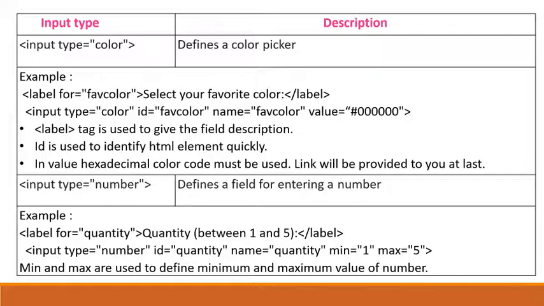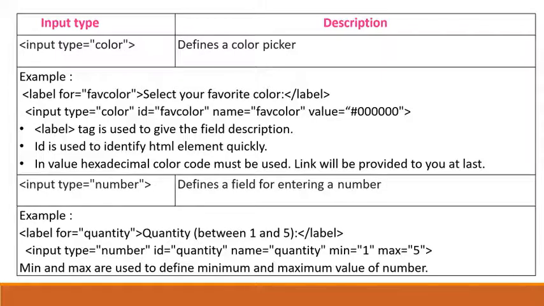Second line, input type is equal to color, ID is equal to favorite color. Now here the same name is given which you mention in the label tag. Name, you know, the name is equal to favorite color, and value is given in the hash and 6 times 0. So this value is a format for the hexadecimal number. Now at last a link I have provided to know all the hexadecimal values from which you want that you can give. Now here ID attribute is used to identify the HTML element quickly where the same name is mentioned.